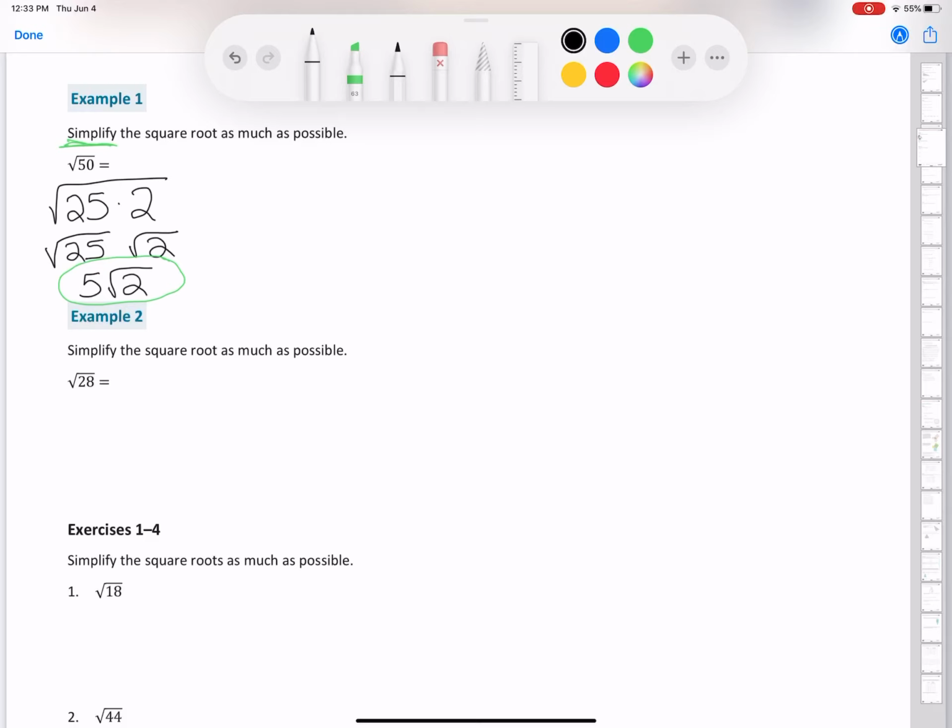If you were to put in the square root of 50 into your calculator, you would get the same exact decimal as if you put in 5 square root 2. And you should do that now just to make sure you know how to check these. It's important that you retain the value.